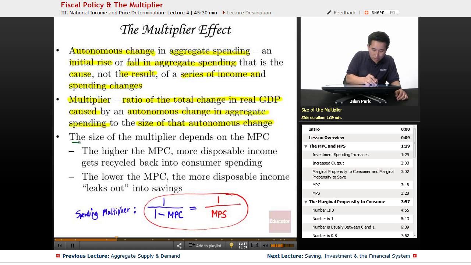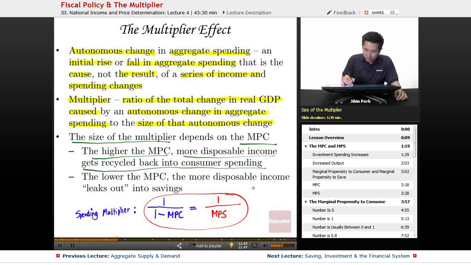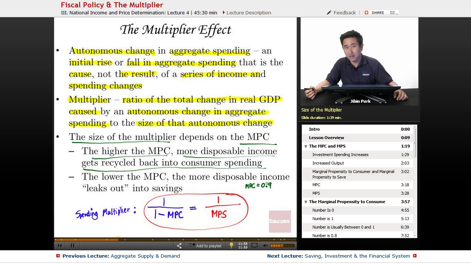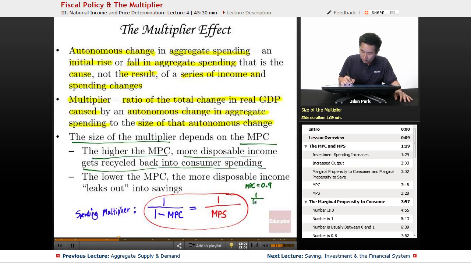Now, the size of the multiplier depends on the MPC. The higher the MPC, the more disposable income gets recycled back into consumer spending. Hypothetically, let's say the MPC equals 0.9. That's a really high MPC. That means consumers are spending 90% of their disposable income. So 1 over 1 minus 0.9, the multiplier here would be 1 over 0.1 equals 10.